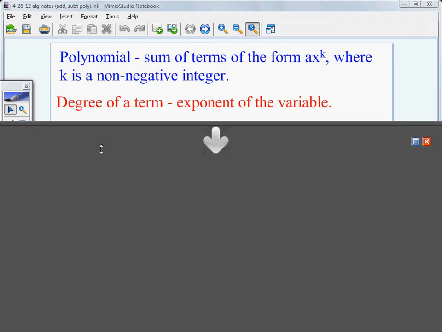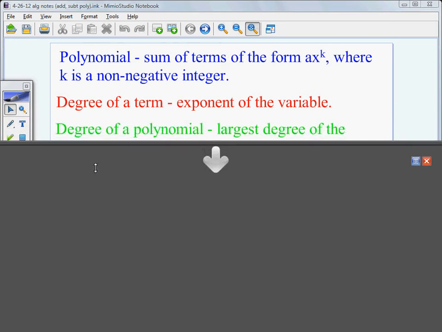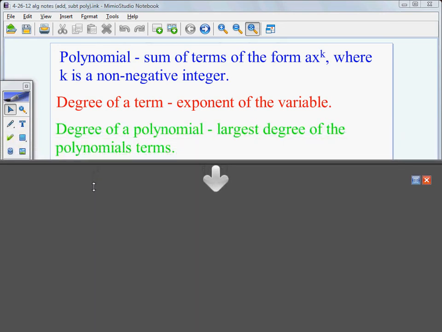When someone talks about the degree of a term, all they mean is the exponent of the variable. So the k from up above, that's the degree. The degree of a polynomial is just the largest degree of the polynomial's terms. So you would take each term separately, determine what the degree of each term is, and whichever is the largest would be considered the degree of the entire polynomial.